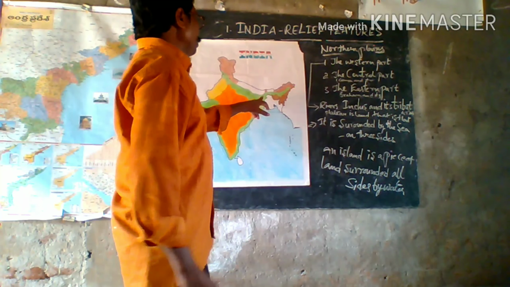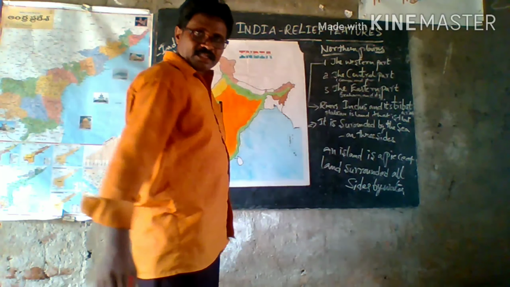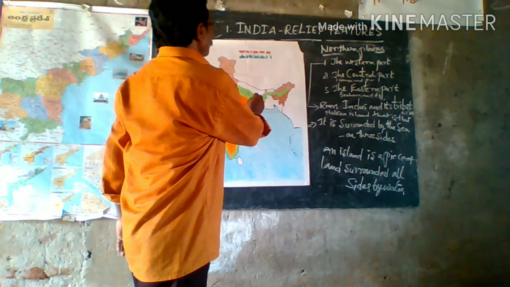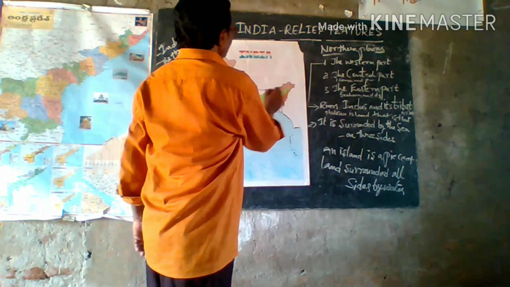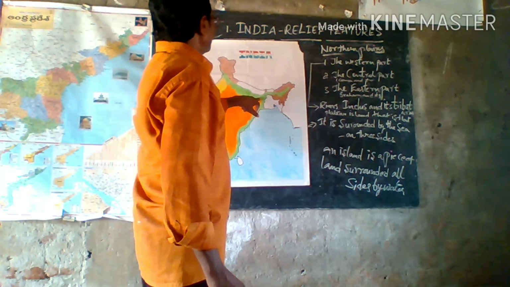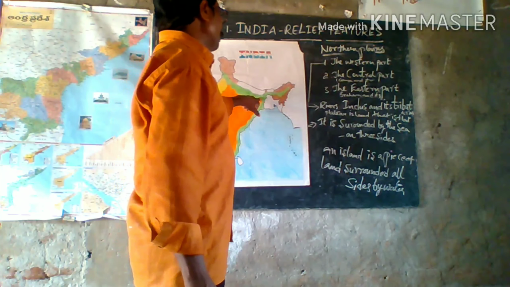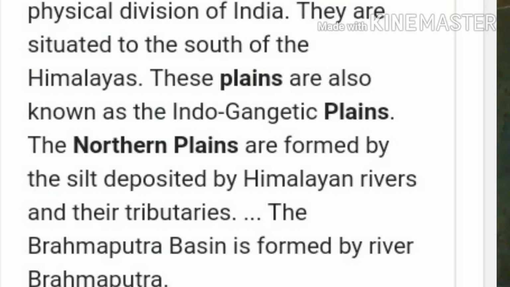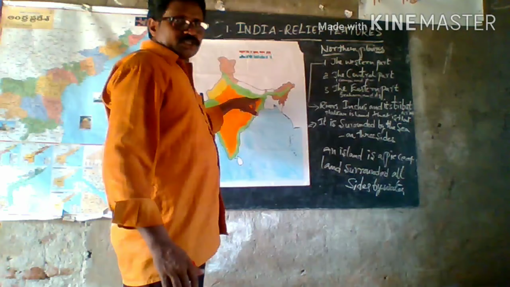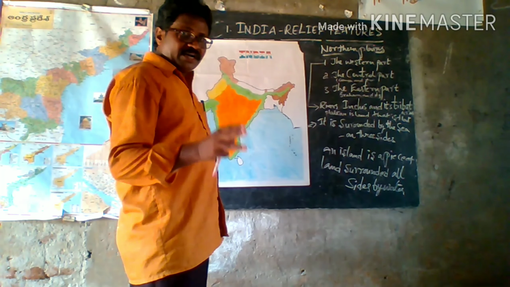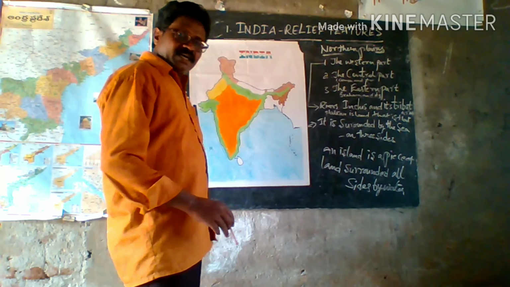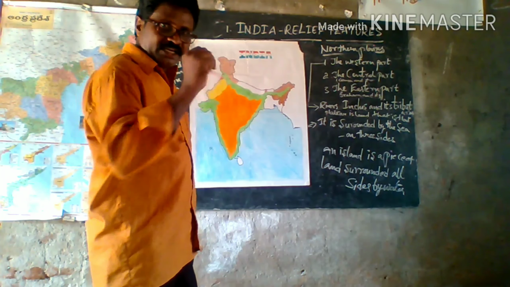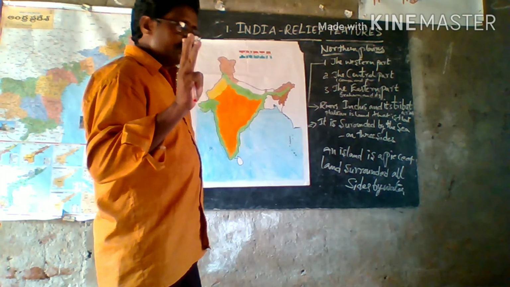Another important part is the eastern part. The eastern part is also in this region. The flowing river in this part is called the Brahmaputra. Did you understand? The northern plains can be divided into three parts. What are they? The western part, the central part, the eastern part. These are the three parts.